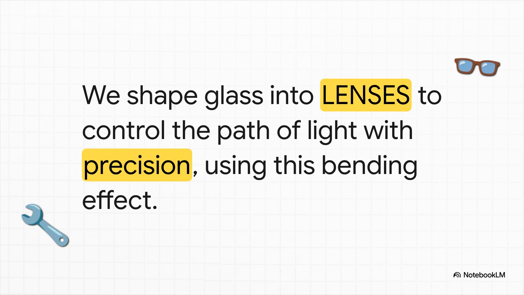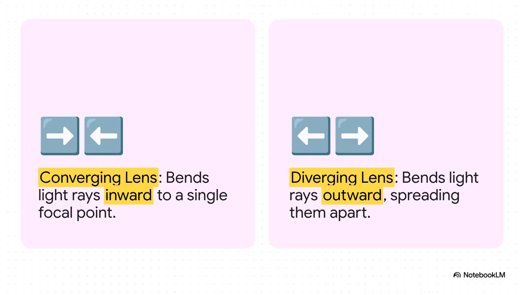We realized we could shape materials, like glass, into specific curved shapes, lenses, to control the path of light with incredible precision. And this basically gives us two main types of lenses. You've got a converging lens, which is thicker in the middle. It takes light rays and bends them inward, focusing them all down to a single point, like a magnifying glass. And then you have a diverging lens, which is thinner in the middle, and it does the exact opposite. It bends the light rays outward, spreading them apart.